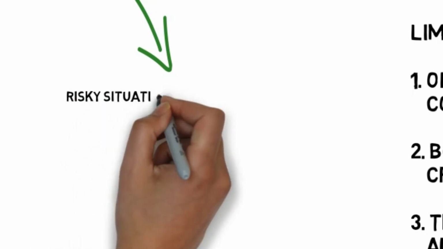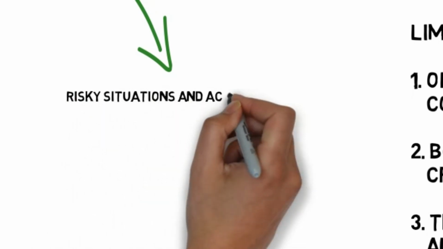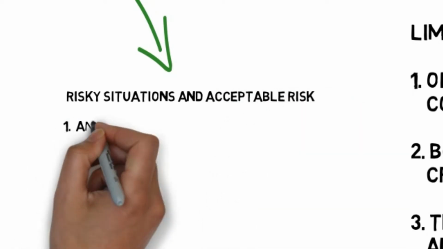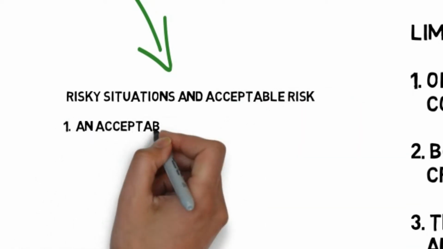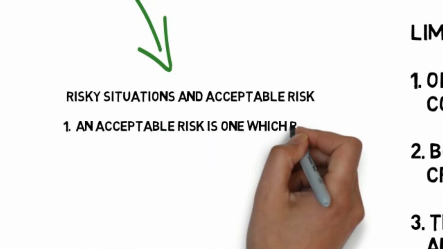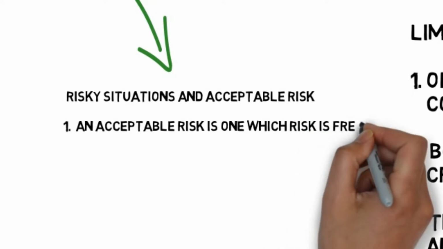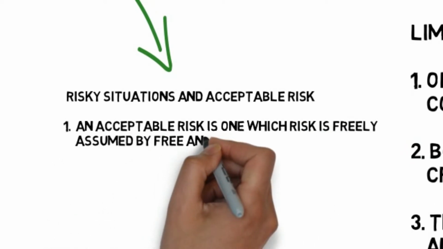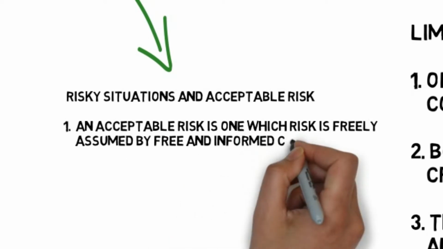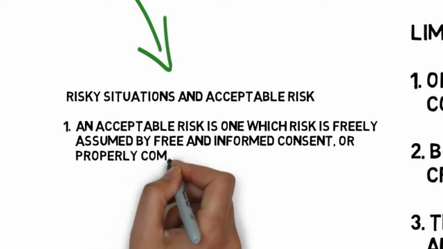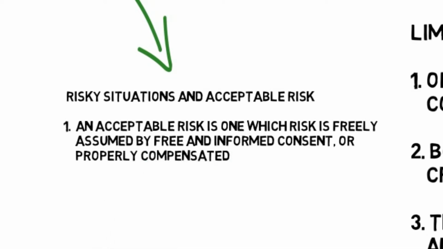Risk, risky situations and acceptable risk. First is that an acceptable risk is one which is freely assumed by free and informed consent or properly compensated.